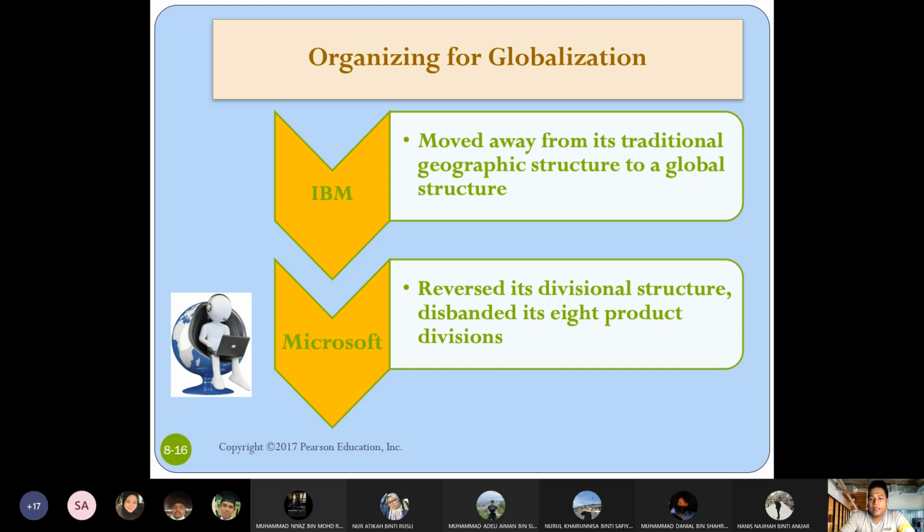Next, we have the example of the organization of IBM. IBM moved away from its traditional geographic structure, the area structure, to a global structure. This is the case based on the IBM company. Then Microsoft reversed its divisional structure, which is a division based on products, and disbanded eight product divisions. So that is different from IBM. IBM focused on the area, while Microsoft focused on the division. That is the difference in this example.